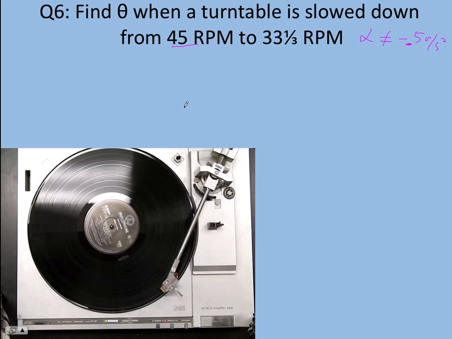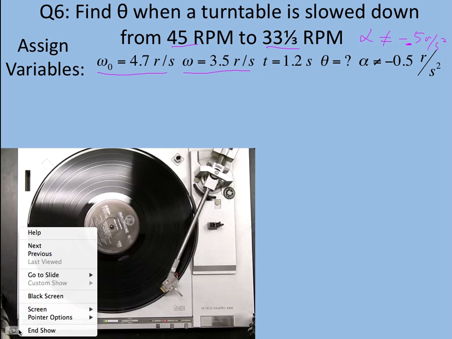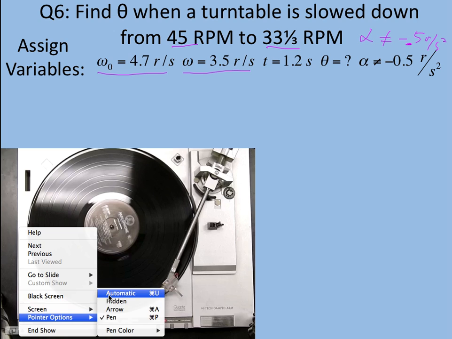We can measure that. And so let's assign the variables. And so the initial is 4.7. The final, 3.5. That's 33 1/3 in radians per second. And the time, 1.2. And you can get that by timing this. And so let's do that real quick. Just show you how I did it.